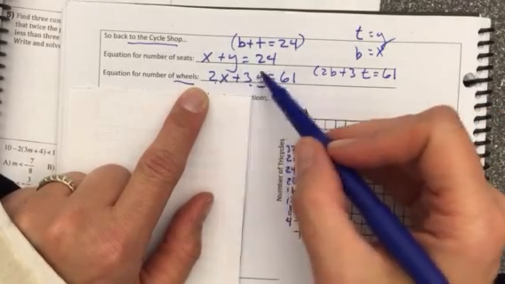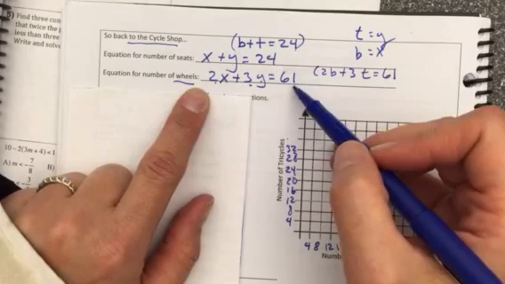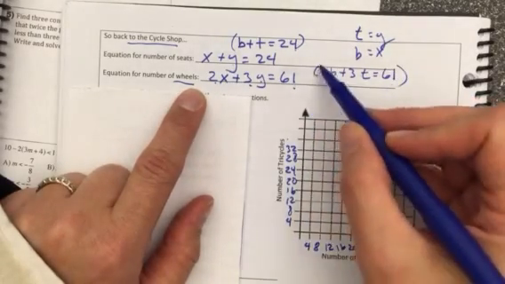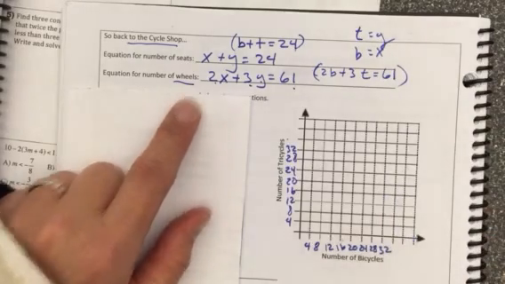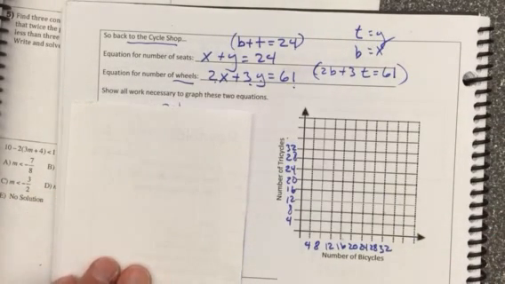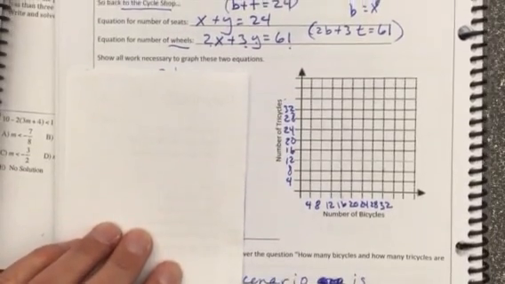Altogether, I may not know how many bicycles and tricycles I have, but I do know that altogether I have 61 wheels. And this comes from the equation 2b plus 3t equals 61. So they say then show all the work necessary to graph these two equations. So that's what we're about to do.